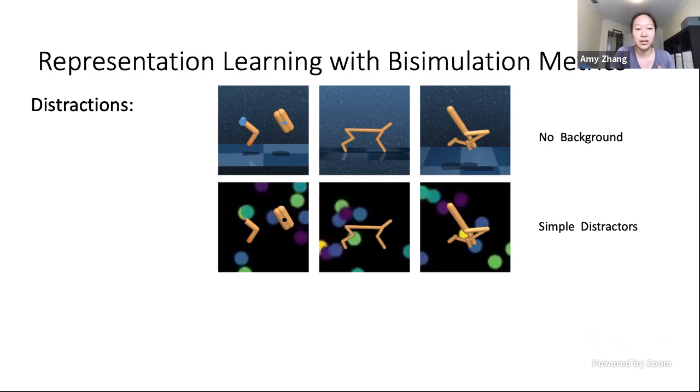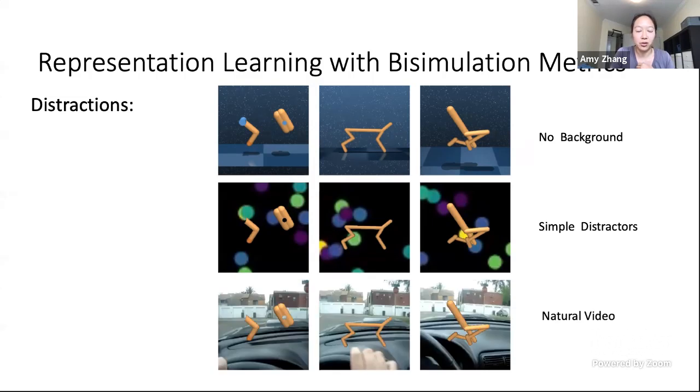So we have this slightly more difficult setting where we have simple distractors, which are bouncing balls in the background that don't interact with the agent. And then we have a third, final, most difficult setting, which is using natural video. Here we're using the Kinetics dataset from DeepMind. We use simple image processing techniques to abstract away the background and replace it with video frames.